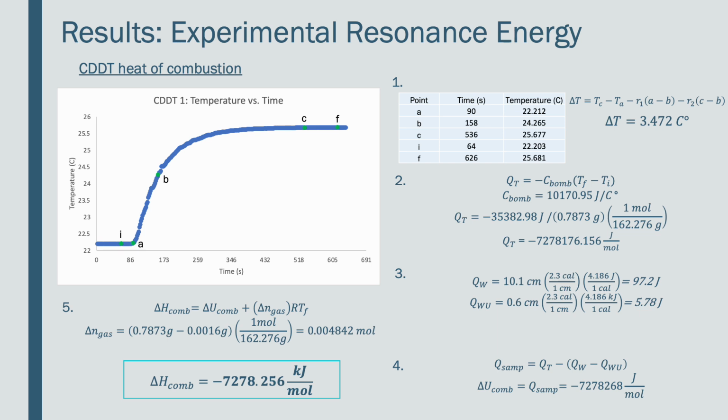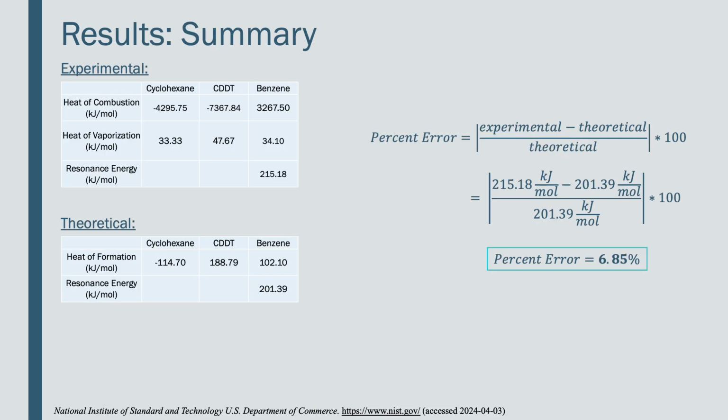The CDDT heat of combustion was found using the same steps as the previous slide. However, in step number 3, the CDDT experiments did not use a gel capsule, so only the heat of the burned and unburned wire was calculated and subtracted from the total heat. After all the calculations, the heat of combustion for CDDT of trial 1 was found to be negative 7,278.256 kilojoules per mole. Here's the summary of the results.